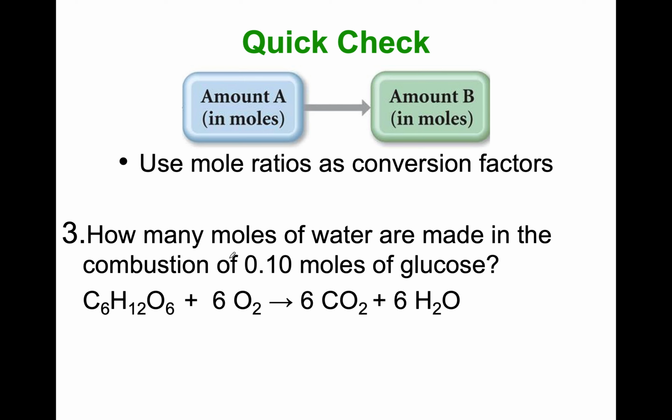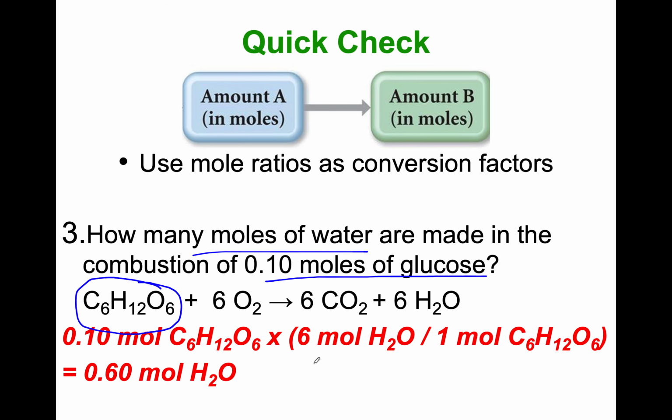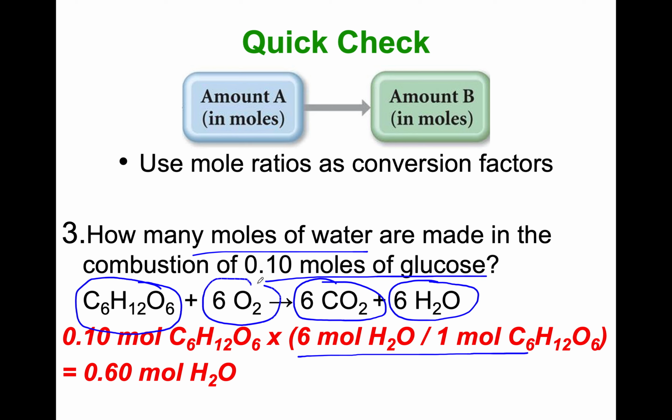Got another one for you. How many moles of water are made in the combustion of 0.10 moles of glucose? C6H12O6 is glucose. So again, mole ratio, that's what we're emphasizing here. 6 to 1 because we're going to water. If we're going to carbon dioxide, it would be the same, 6 to 1. If we're going to oxygen, it'd be the same, 6 to 1. But recall, this is stoichiometry. That's 1 mole here, 6 moles, 6 moles, and 6 moles.